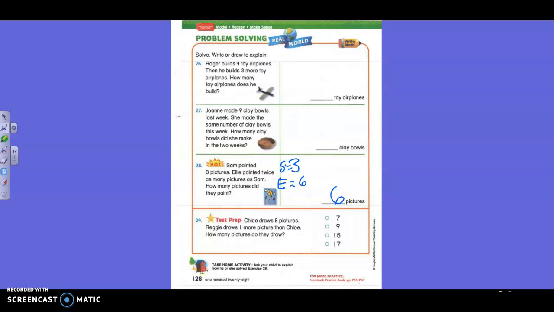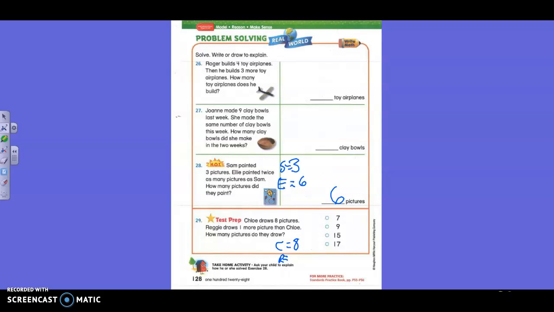Now, 29 is stumping you guys. I've been grading your papers and everybody has missed this one. Chloe draws 8 pictures. Okay? So Chloe draws 8. Reggie draws 1 more picture than Chloe. What's 1 more than 8, boys and girls? 9.